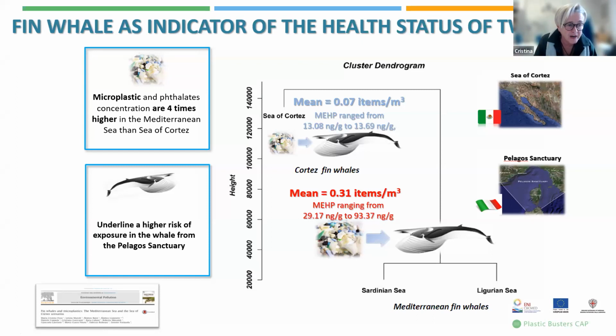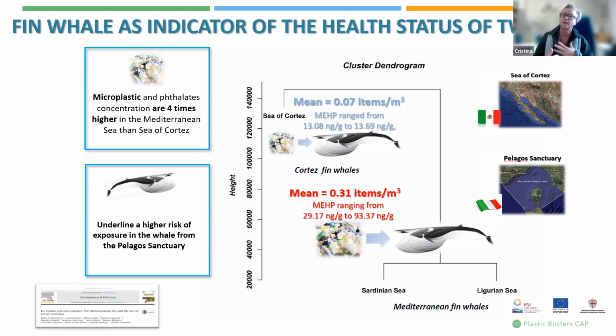But what is very interesting is that the whales have a completely different toxicological risk, defined by the presence of plastic additives, with a very high concentration of plastic additives in the whales living in the Mediterranean Sea and high biomarker responses. That confirms the idea that the whale can be used as a potential indicator of the health status of the basin.